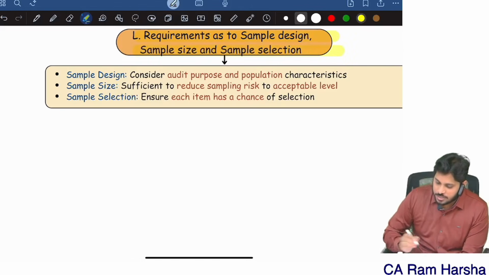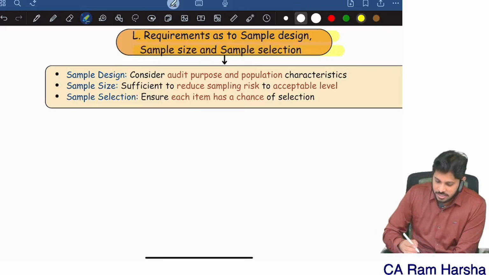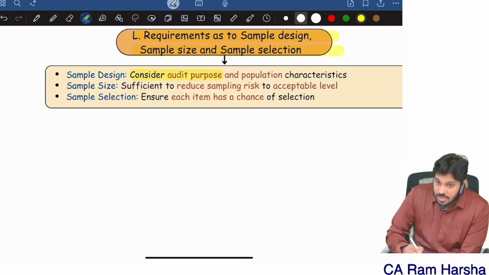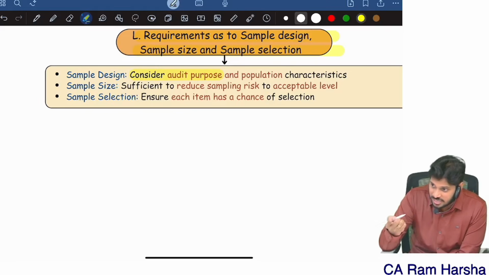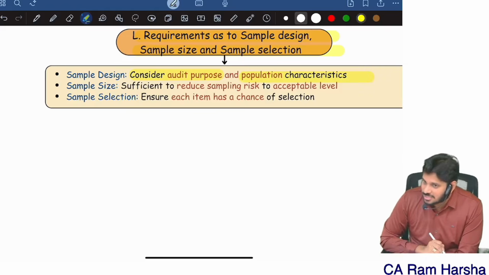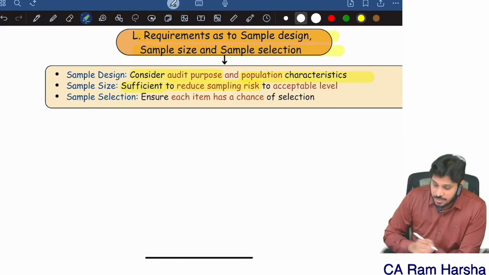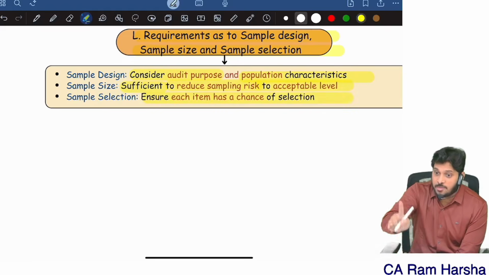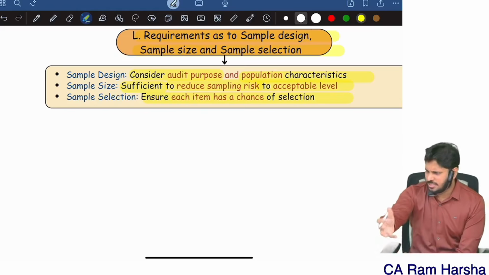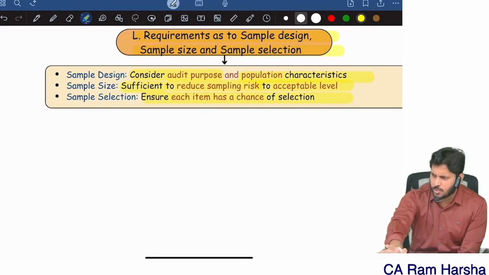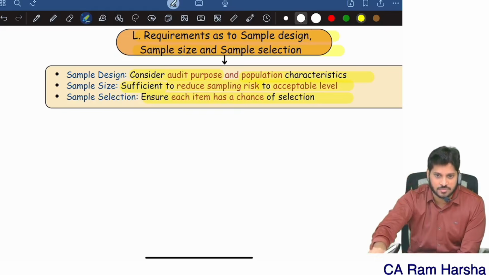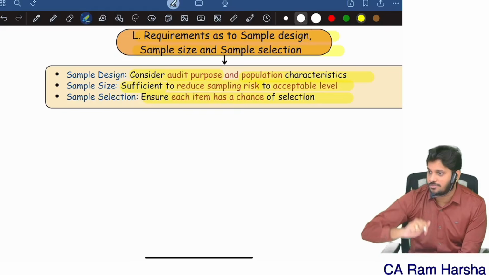Requirements as to sample design, sample size and sample selection. Sample design: consider the audit purpose, existence, completeness, valuation, what exactly you're checking, and population characteristic, heterogeneous or homogeneous. Sample size must be sufficient to reduce sampling risk to an acceptable level. Sample selection: ensure that every item in the population has a chance of selection. See, it may be equal chance, it may be unequal chance, doesn't matter, but everything should have a chance of selection. Then only that selection method is proper.